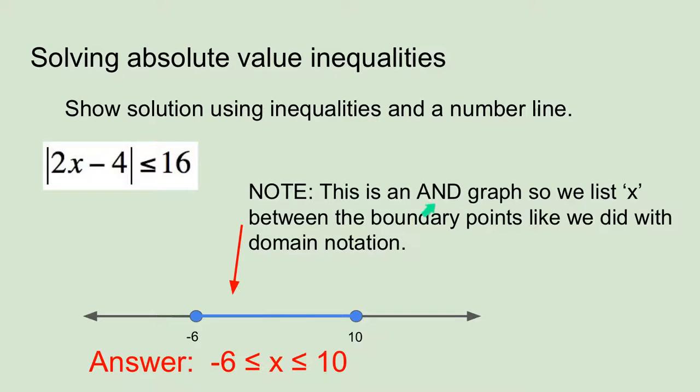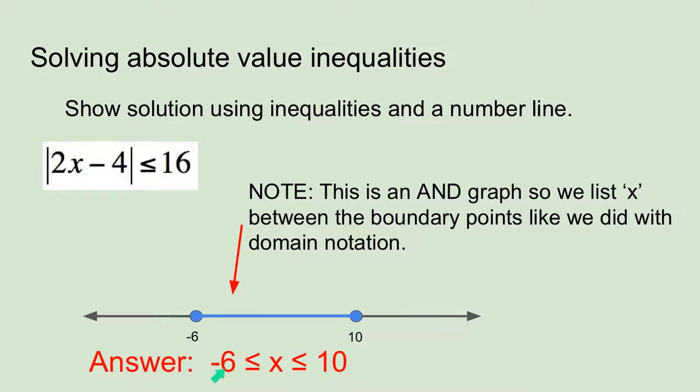I'm showing you this because this is called an AND inequality or an AND graph. And so when we do an AND, we have the two endpoints colored in because it was less than or equal to, so we're colored in here. And then the way we write it is like this. Because then it's -6 is less than or equal to x, which is less than or equal to 10.